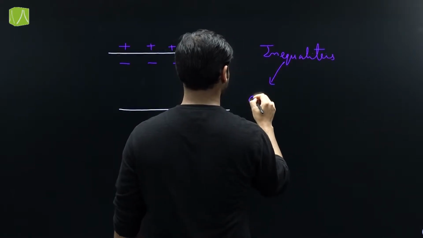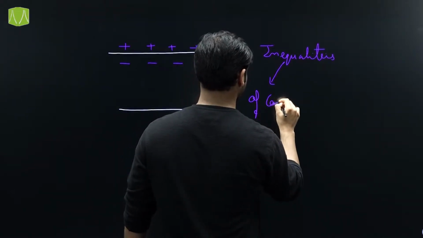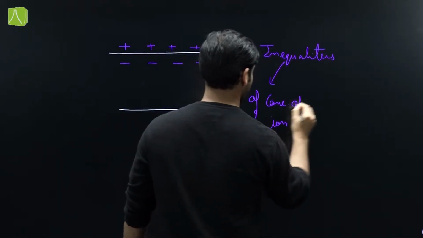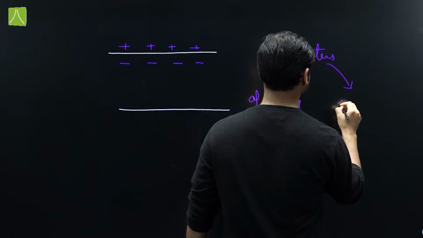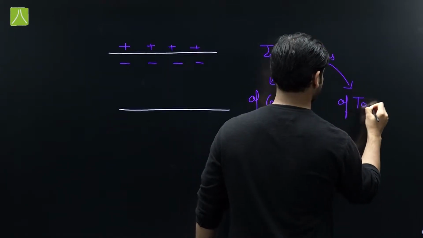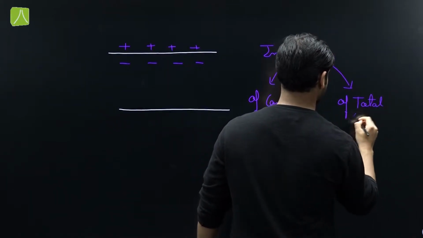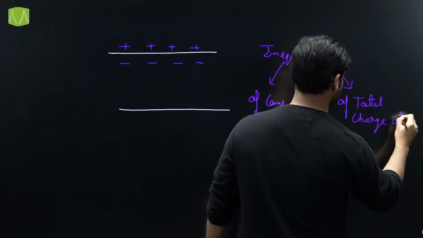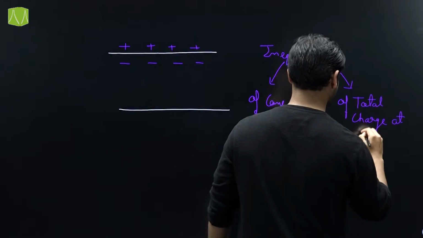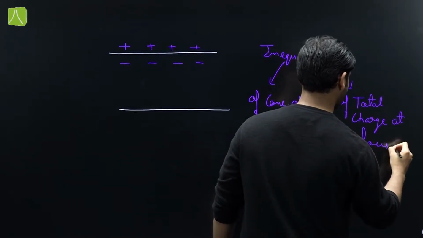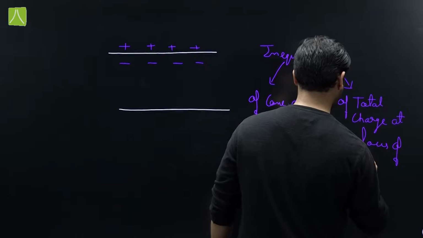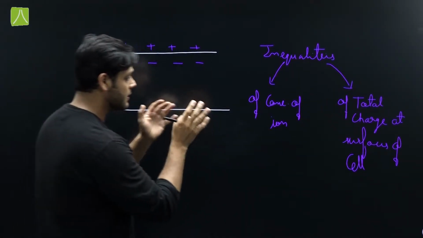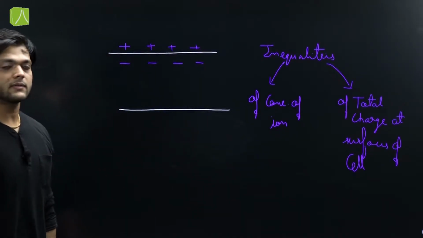Inequalities of concentration of ions, and inequality of total charge at the surfaces of the cell, the neuronal cell. And which surfaces? One is the outer surface, one is the inner surface. These inequalities cause the gradient.